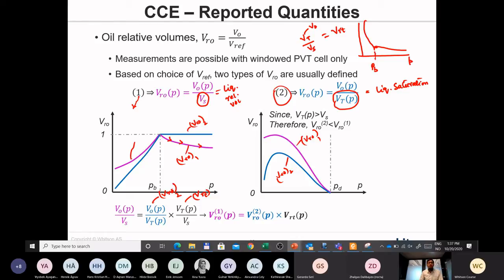And usually why we are showing this is because some PVT software only has the option of inputting, for example, only VRO1, or some have only the option of entering VRO2. So you can actually calculate one from the other if the one is missing in the PVT report.